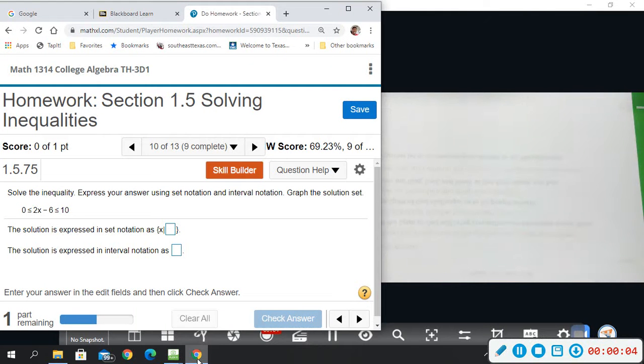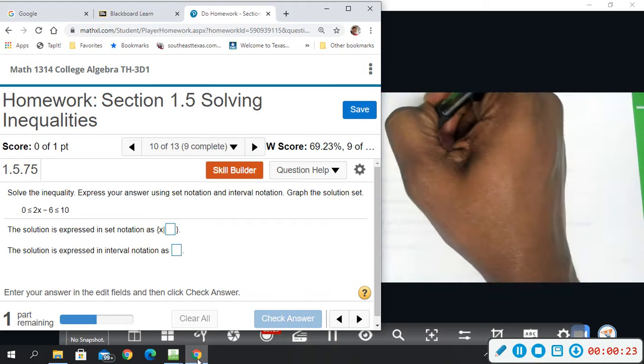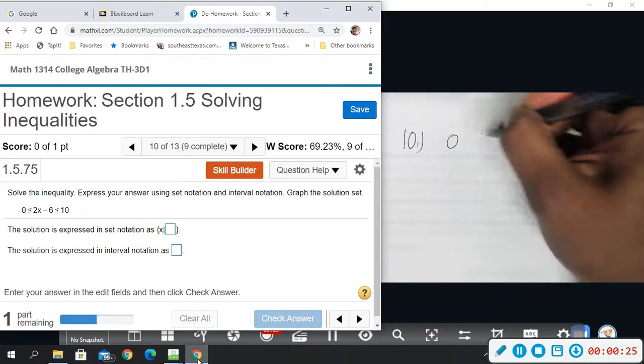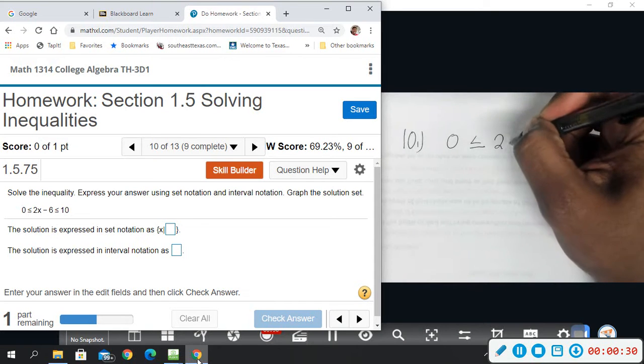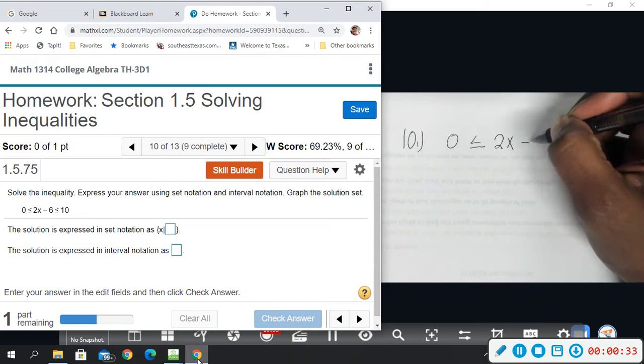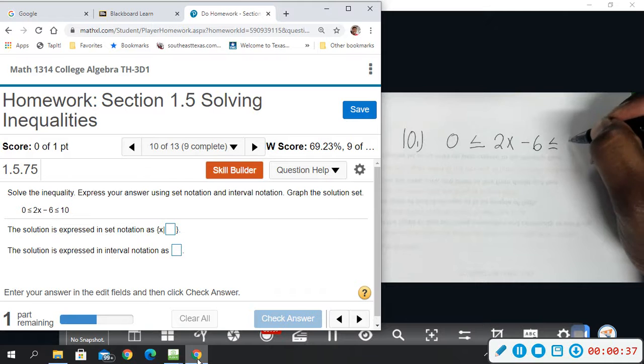All right, number 10, we want to solve the inequality, which means we want the letter x by itself, and then we want to express the answer in set notation and interval notation, and then we want to graph the solution set. So we're going to graph it on the number line as well. So number 10, we have 0 is less than or equal to 2x minus 6 less than or equal to 10.